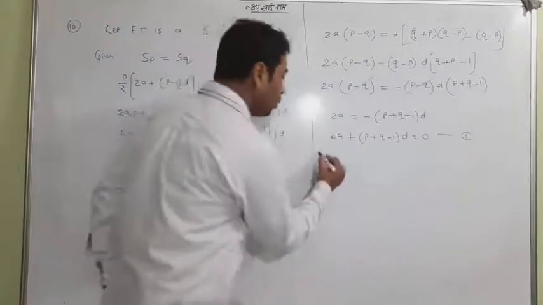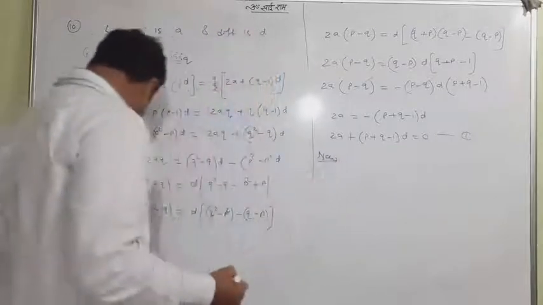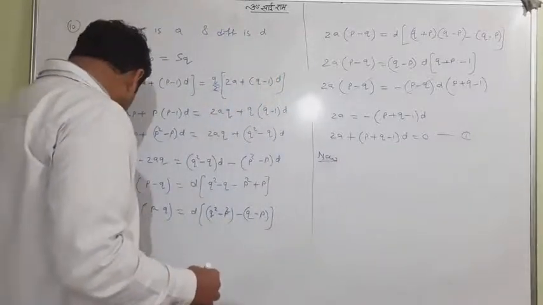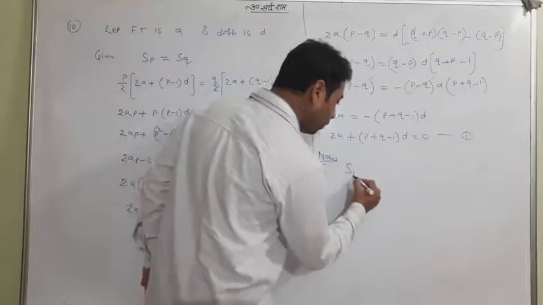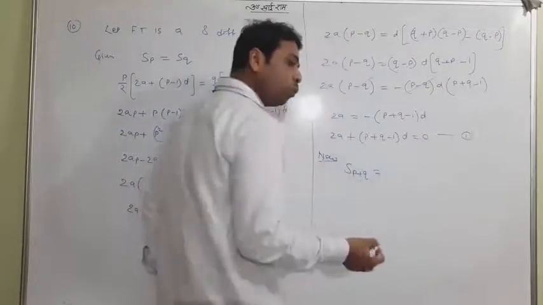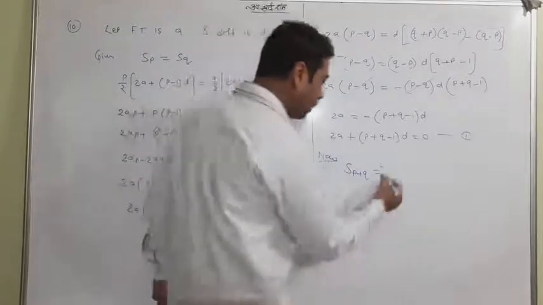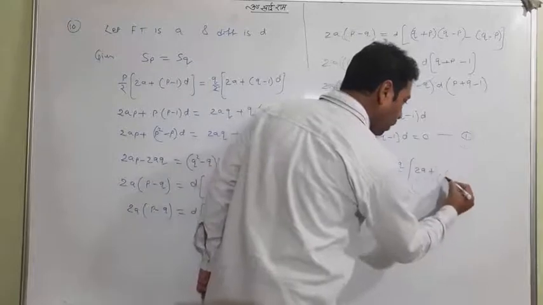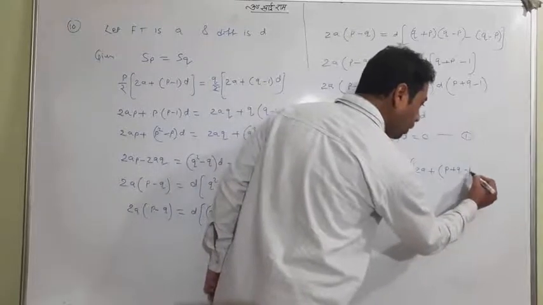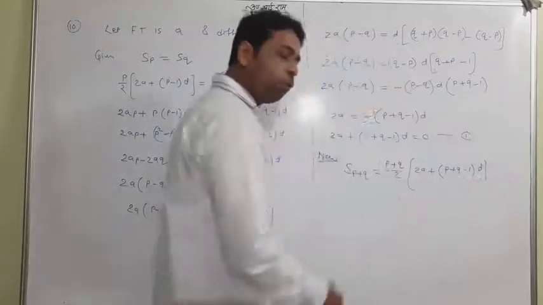Now what we are told is, we want to find the sum of first P plus Q terms. So we will find the sum of P plus Q terms. You know the formula of the sum Sn equals n by 2 into (2a plus (n minus 1)d). With n as P plus Q, it is (P plus Q) by 2 into (2a plus (P plus Q minus 1) into d). That is the formula you use.